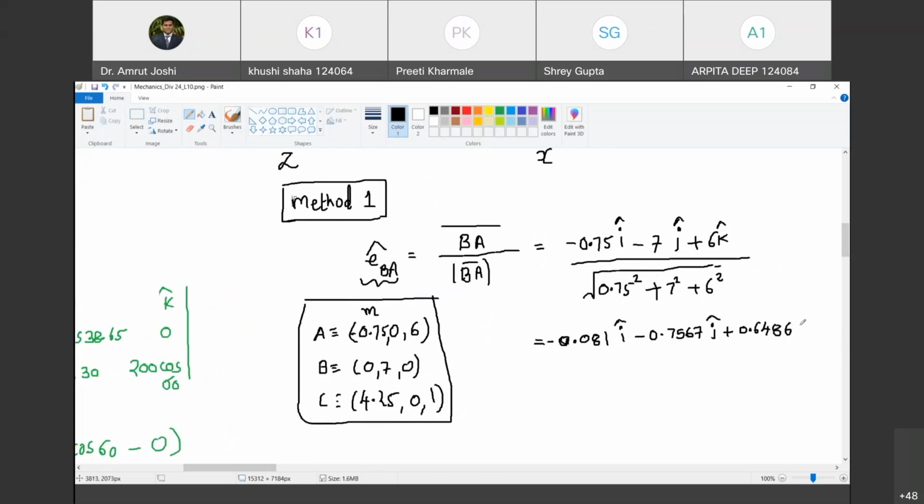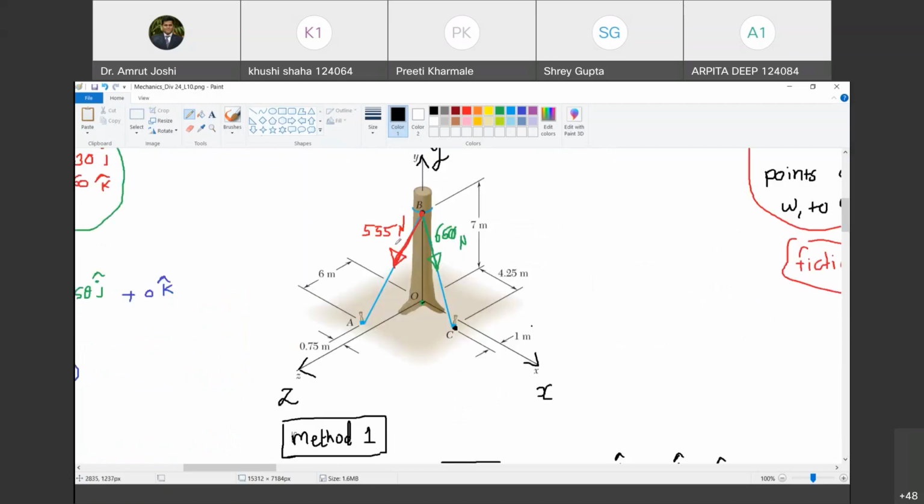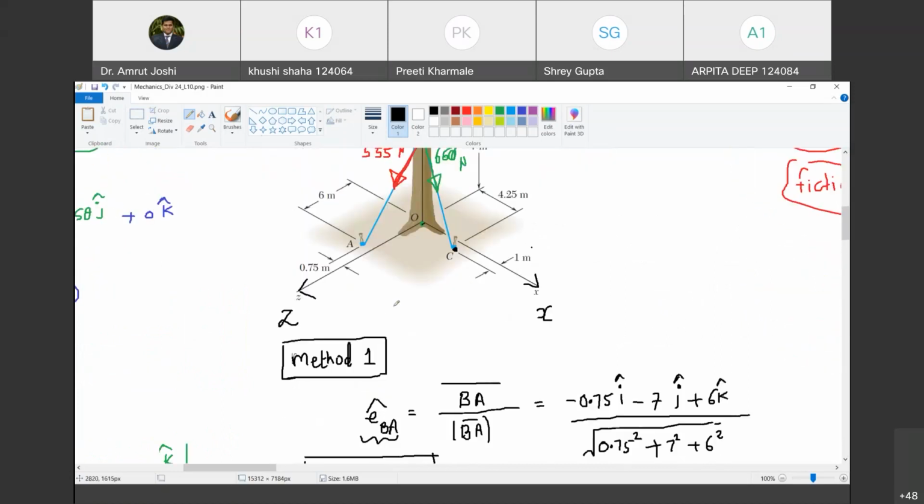6486 K cap. This is what I got. This is the unit vector along BA. Are you with me? Yes, sir. So now how do you write down this 555 Newton force vectorially?